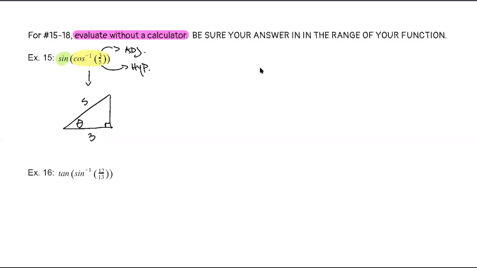Okay, it is the 3, 4, 5 triangle, right? And so we could put a 4 right there. And if we didn't recognize that it was a 3, 4, 5 triangle, we could have used Pythagorean theorem to find that missing side as well, okay? Okay, so now, how do we find sine of theta?